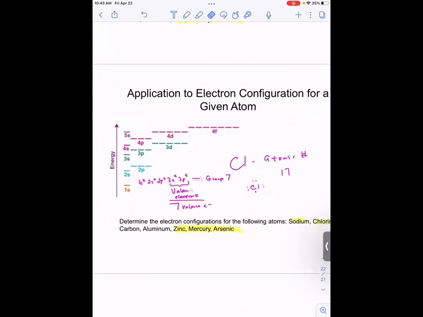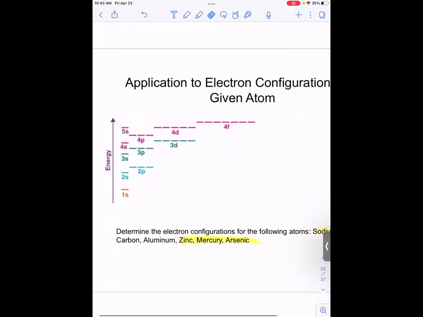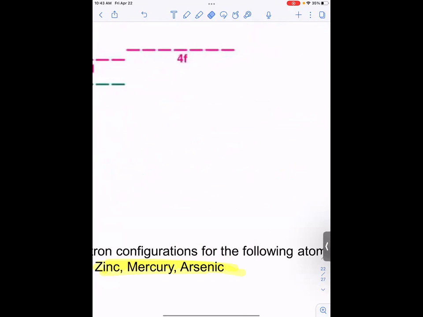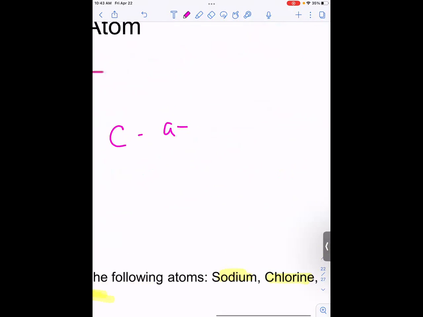All right, where is carbon on the periodic table? Let me ask you this way: what's the atomic number? 6. It's 6. So it's got 6 protons, 6 electrons.